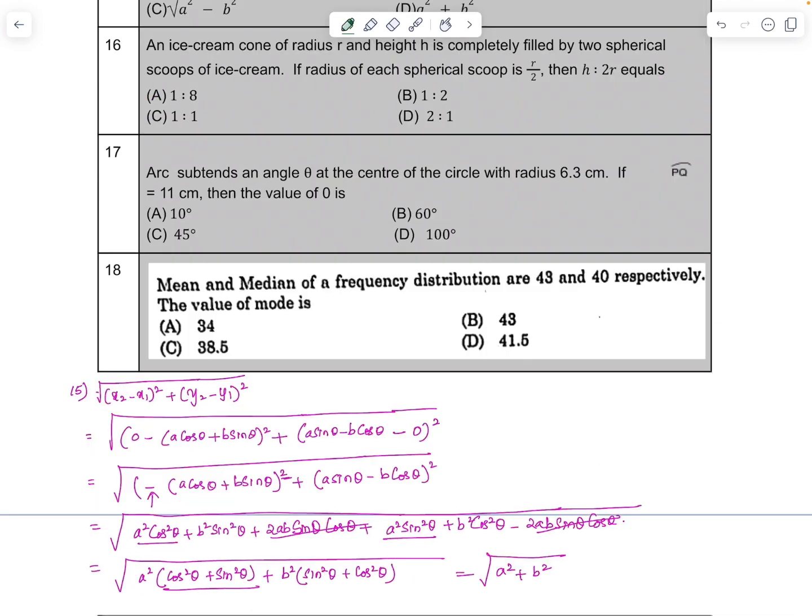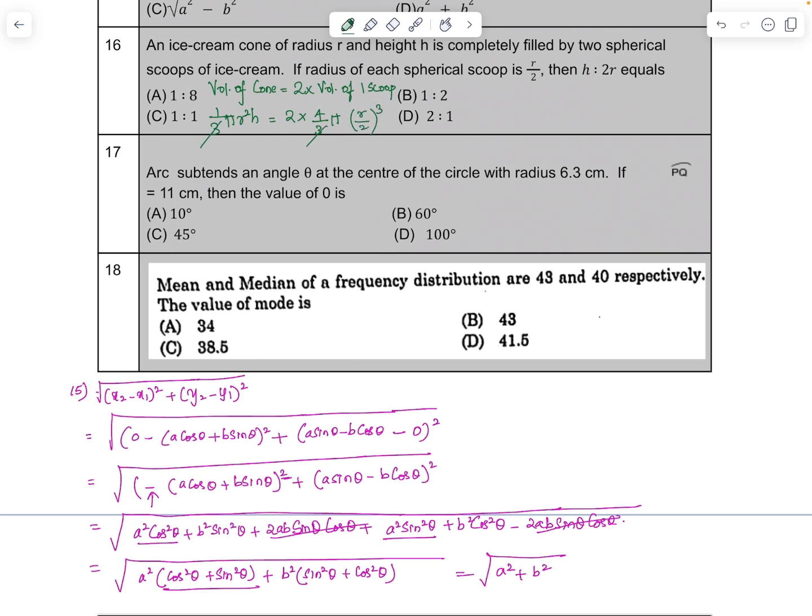Question 16. An ice cream cone of radius r and height h is completely filled by two spherical scoops of ice cream. If radius of each spherical scoop is r by 2, then h is to 2r equals. According to the question, volume of cone is equal to 2 times volume of one scoop. Volume of cone is 1 by 3 pi r square h, and volume of one scoop is 4 by 3 pi, radius is r by 2, so r by 2 the whole cube.